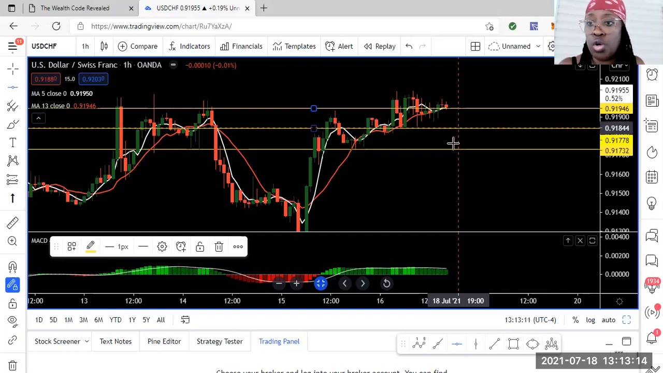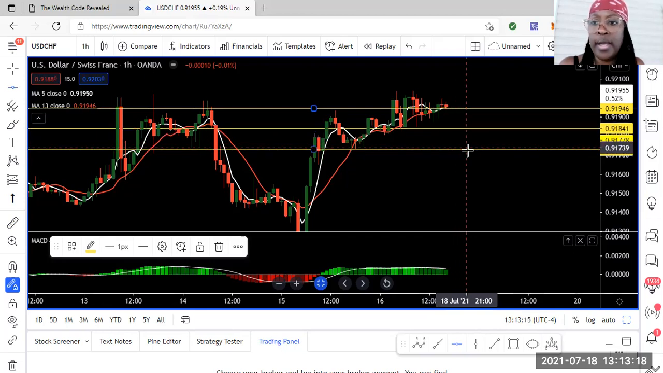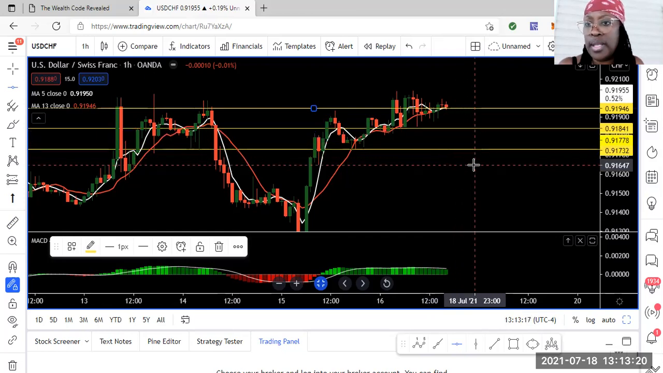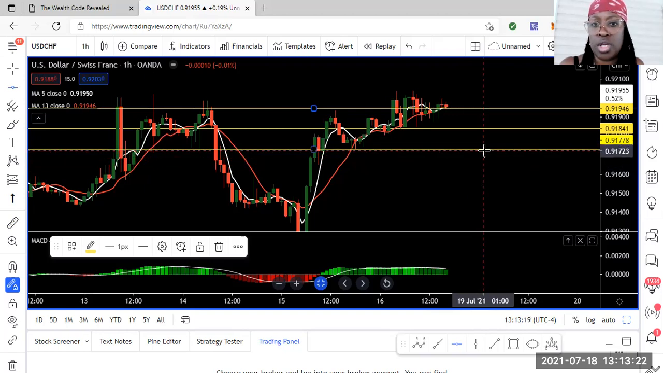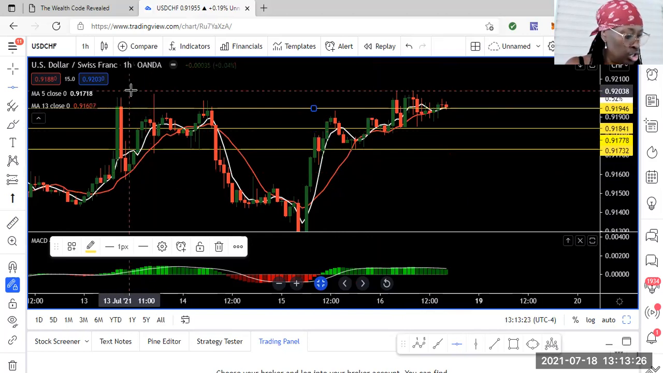So this is a potential entry for a buy at 0.91841. Also 0.91732, another potential entry for a buy. Okay, so that is U-Chef.